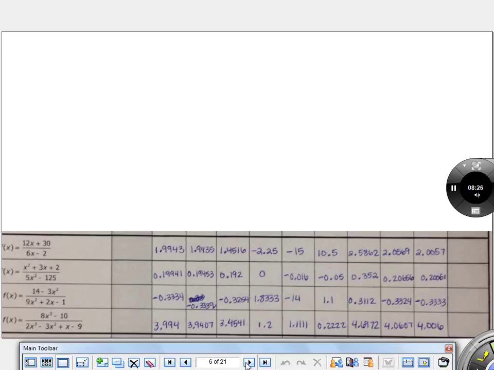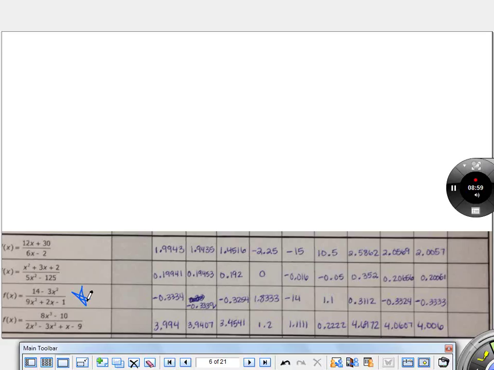So here's the next set of equations. Okay? Let's look at the third one in that group. All right, so look at what happens as we plug in positive x values. So we go from positive 1.8 to negative 14, back up to positive 1.1, then to 0.3112, negative 0.3324, negative 0.3333. So does this one seem to be getting drastically larger, drastically smaller, or kind of staying around one number? So look at these last two things.